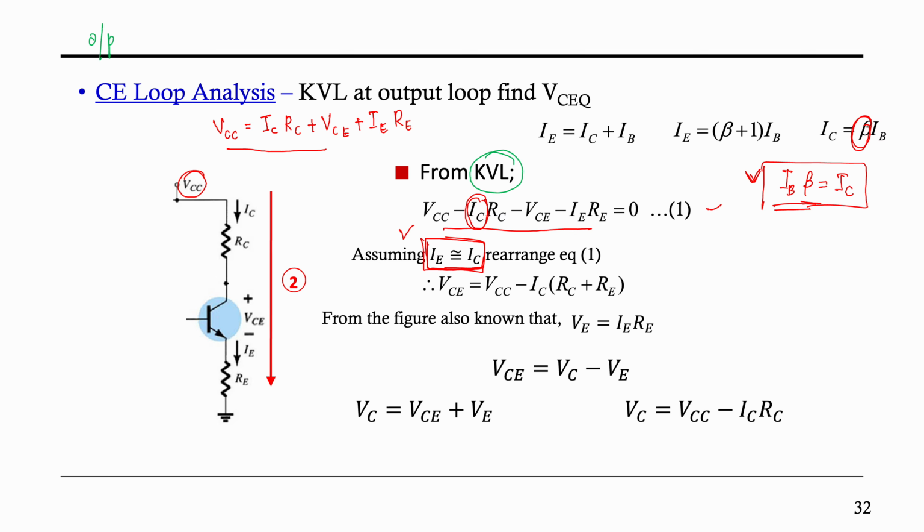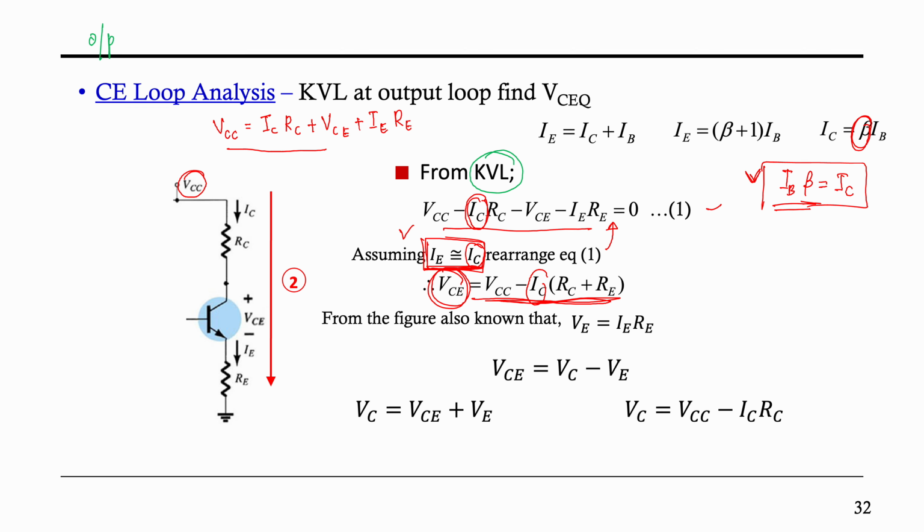Alright, so once you have the value of IC, let's assume IE is almost equal to IC. We can replace it inside this equation, and you will get this equation. From here you can get the value of VCE.